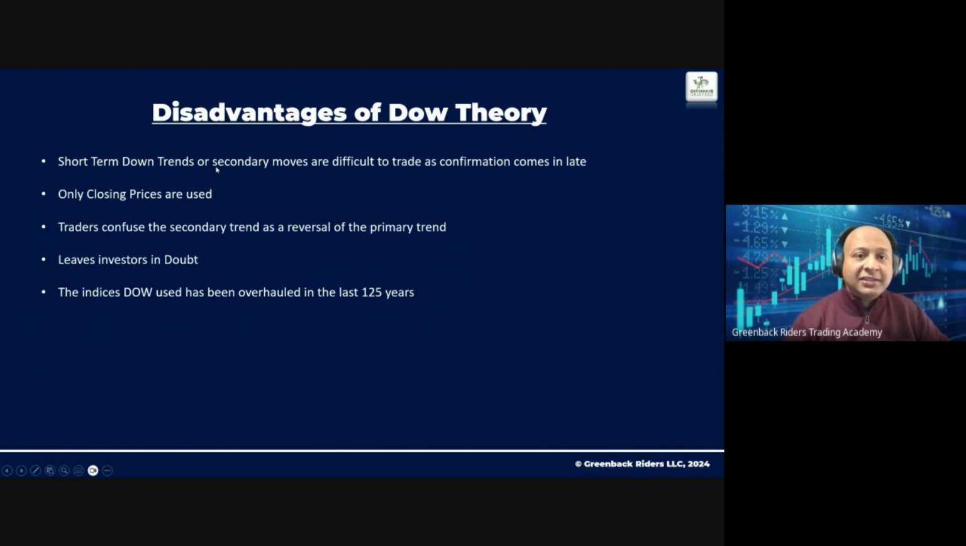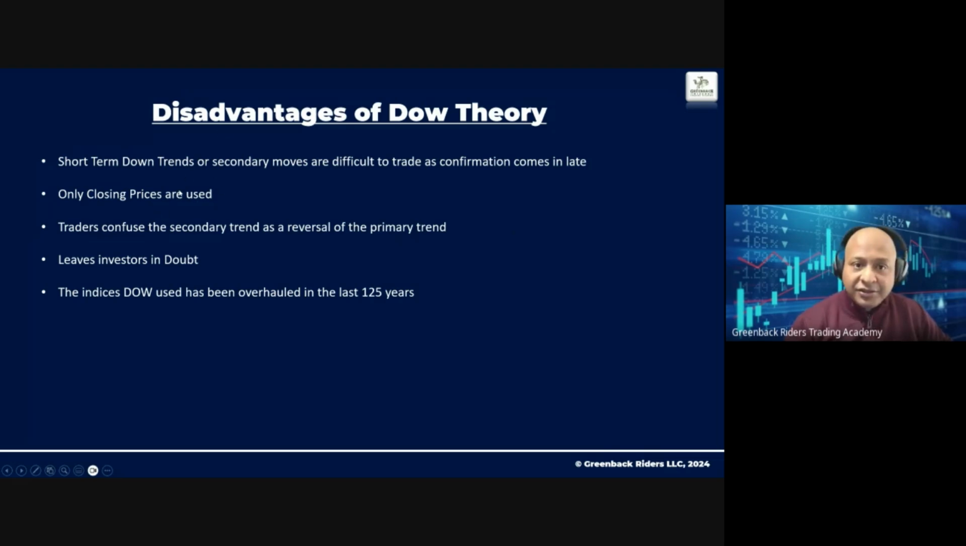What are the different disadvantages that people talk about in Dow theory? Yes, there are some. Short-term downtrends or secondary moves are difficult to trade as confirmation comes in late. So as long as we are not getting a 20% drop, we are not saying that the price is actually going to go down. Right? Even though, based on the current price action rules, you can actually get onto that trend much before the 20% drop has happened.